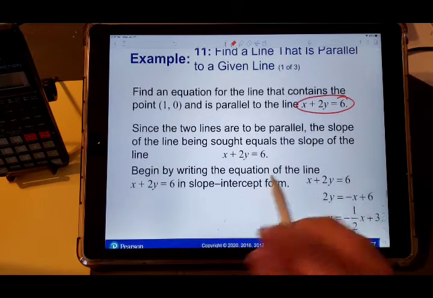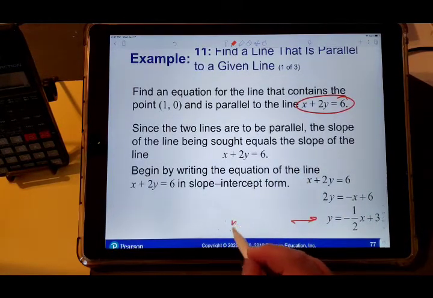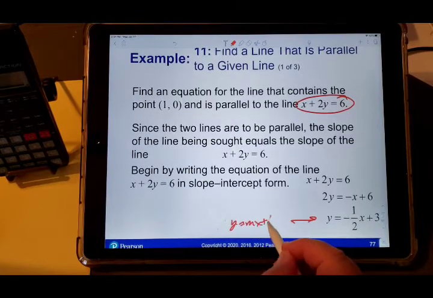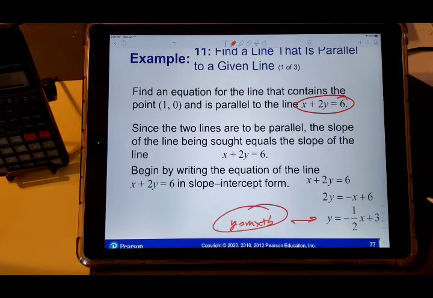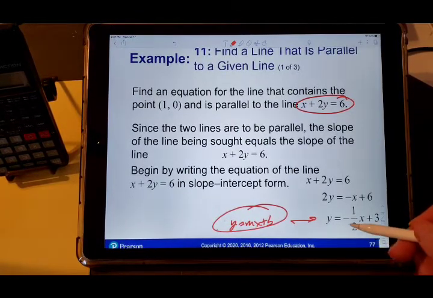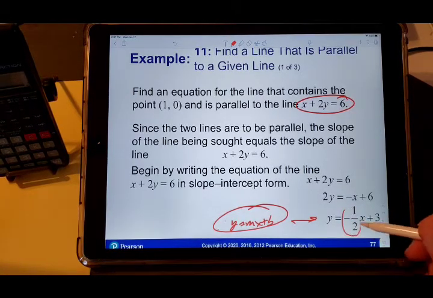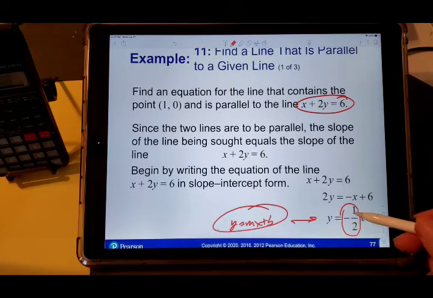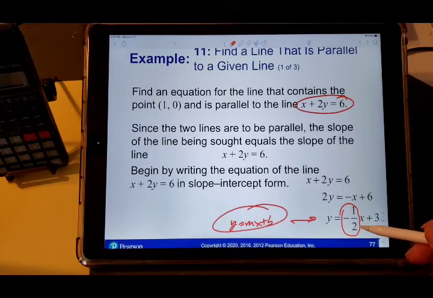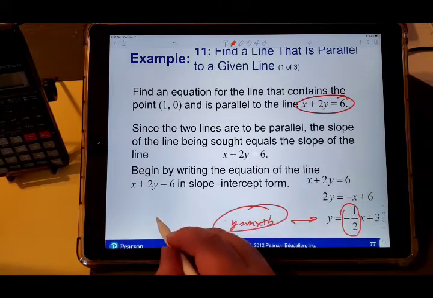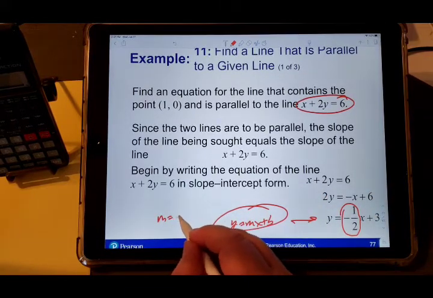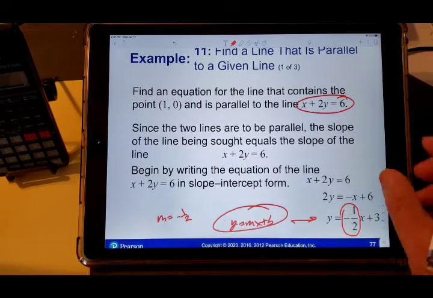So put it in the form y equals mx plus b. In other words, solve for y. And the slope will pop. The slope will appear. By the way, the slope is not minus 1/2 x. It's between the equal sign and the x. So the slope of this line is minus 1/2.